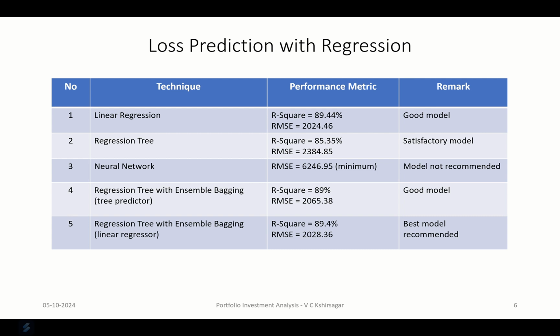From this table, we observe that the regression tree with ensemble bagging using linear predictor provided the best result overall, with root mean squared error of 2028.36 and R square value of 89.4. Therefore, we recommend to use this algorithm in order to accurately predict the losses that will be caused in this business to the investor because of the bad type of loans.